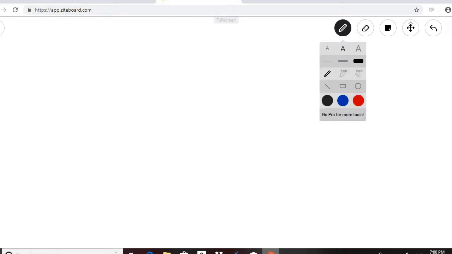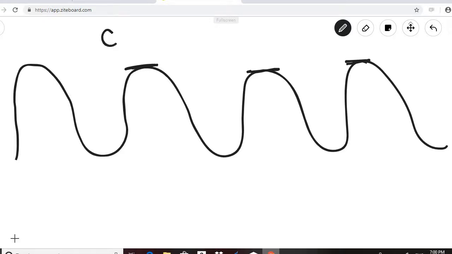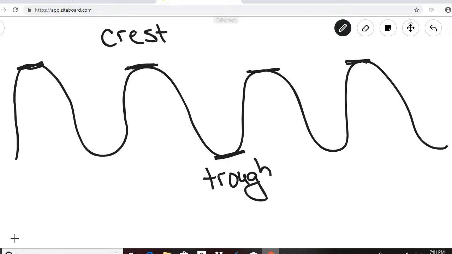Before we get any further, let's go ahead and define some parts of a wave, because we're going to need to use these terms. So I've already used this somewhat, but the upper portions of the wave are called the crests. These downward portions are called the trough. And then the distance from crest to crest or trough to trough is called the wavelength. Okay, so from crest to crest or from trough to trough is the wavelength.